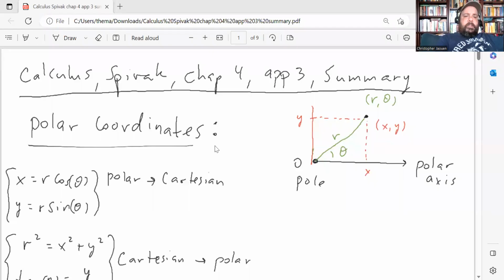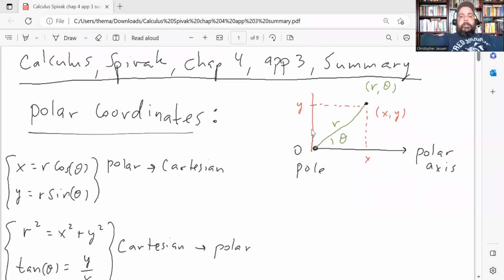Now, I'm not going to go into detail on some of the stuff that he talks about in Appendix 3, and I'll tell you why. It's because we've already gone over the basics of polar coordinates in both the Taylor book and also in the Simmons book. So I'm going to just breeze through the introductory stuff here on polar coordinates. The whole Appendix 3 here is on polar coordinates.